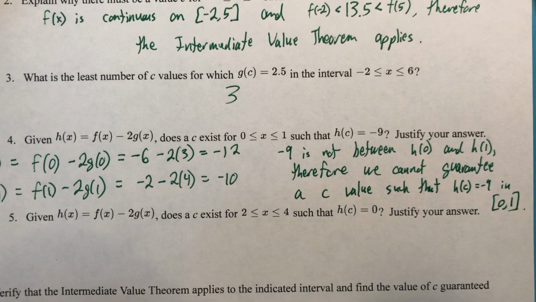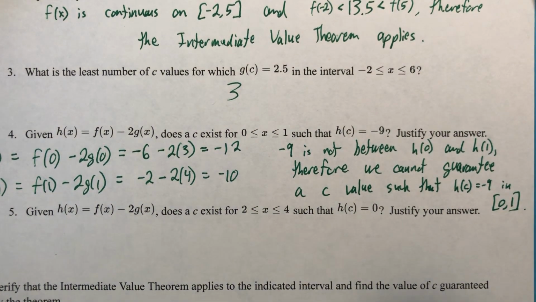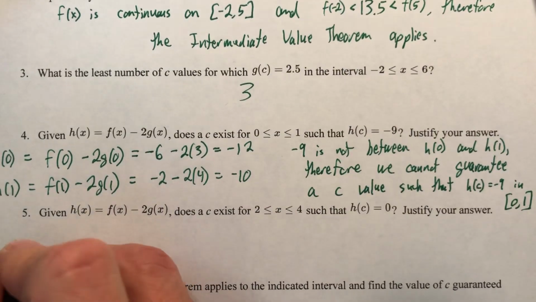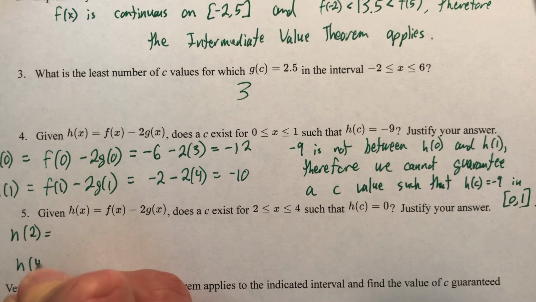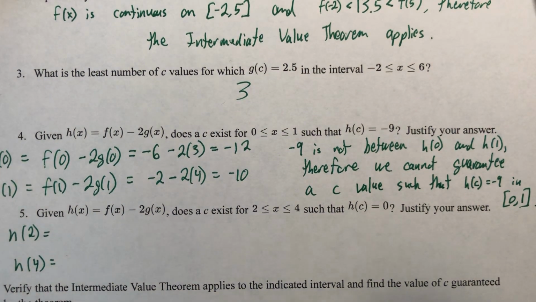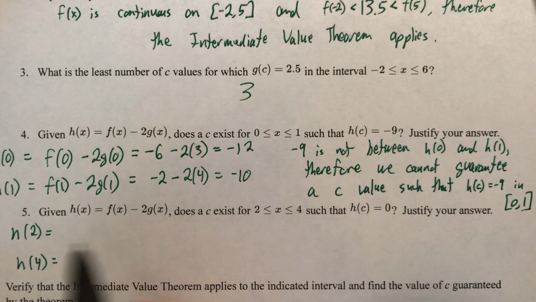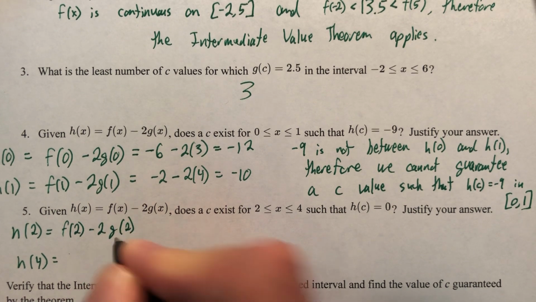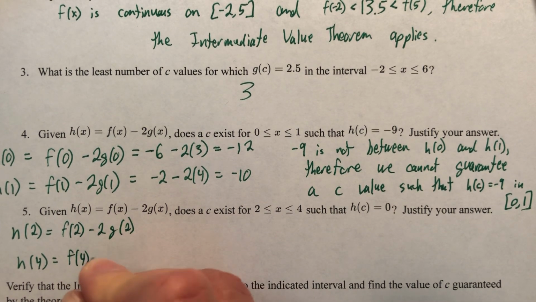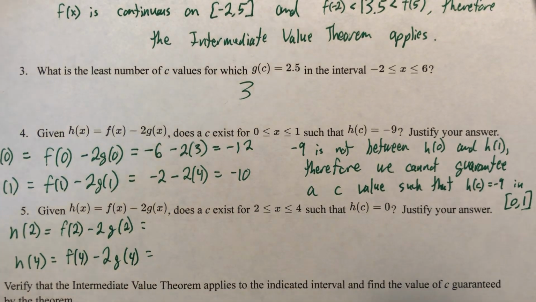Okay, same kind of question, but different interval and different output that we're looking for. So we're going to tackle this one as well. And we will find H of 2 and H of 4. And we already are guaranteed continuity. Okay, that's a done deal. Continuity, it's a thing. So we're going to plug a 2 in. When we plug a 2 into our function, we're going to have F of 2 minus 2G of 2. And we're going to have F of 4 minus 2G of 4. And we'll figure out some stuff here.